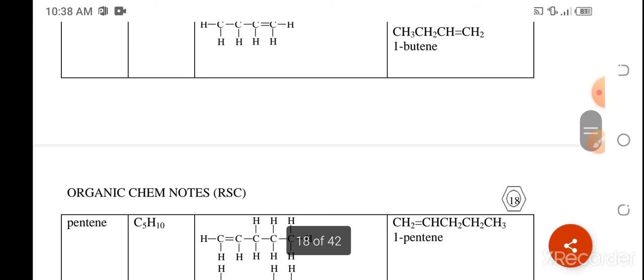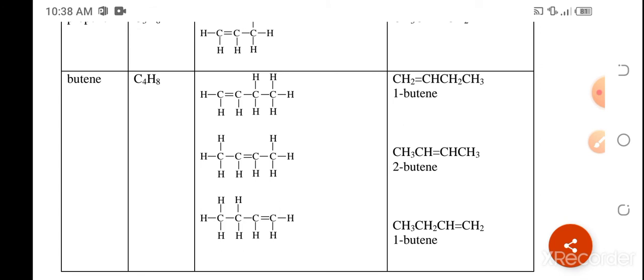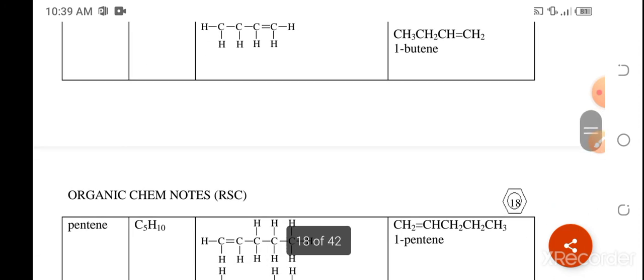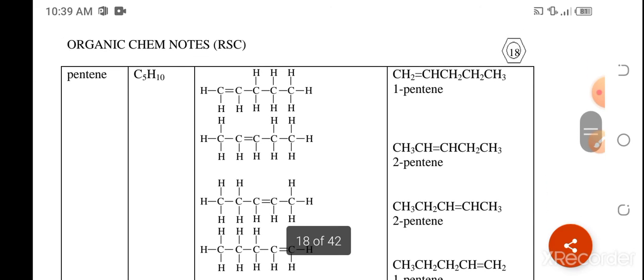Okay, wala rin 4-butene. Hindi ito pwedeng maging 4-butene. Okay? So, we only have two kinds of butene, 1-butene and 2-butene. Okay, so we have 5 carbon atoms with double bond, so that is pentene.